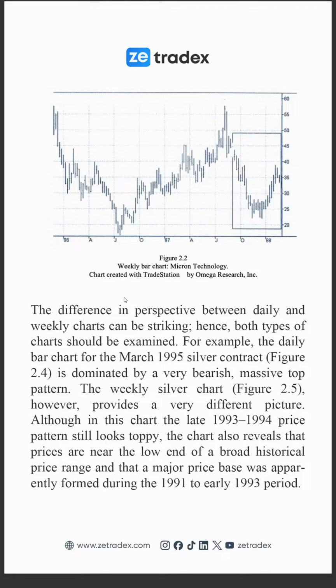The weekly silver chart, however, provides a very different picture. Although in this chart the late 1993 to 1994 price pattern still looks toppy, the chart also reveals that prices are near the low end of a broad historical price range, and that a major price base was apparently formed during the early 1991 to 1993 period of this trade. Now, let's understand this perspective and where this chart would have possibly ended up. Next page, please. This is a weekly bar chart, by the way.